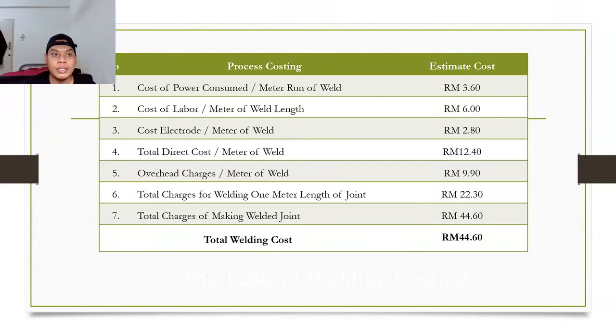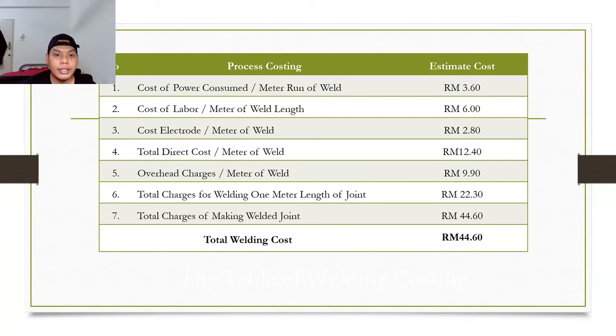Okay, now this is our total welding cost for the fence of futsal. The first one is cost of power consumed per meter run of weld, which is RM3.60. Number two, cost of labor per meter of weld length is RM6. Number three, cost of electrode per meter of weld is RM2.80. Number four, total direct cost per meter of weld is RM12.40.